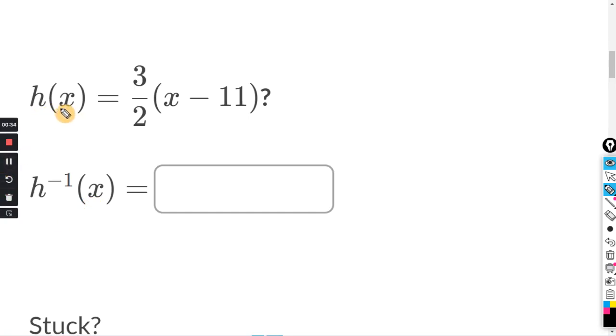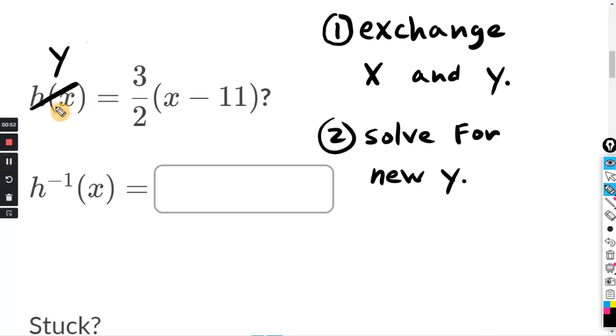So this h of x here is just saying that h is dependent upon x. You're plugging in a value for x and getting a value for y. So you could just replace the h of x with a y. Now that we established h of x is the same as y, there's only 2 steps in finding the inverse function. You want to exchange the x and the y, and then step 2 would be to solve for the new y. So let's do that.